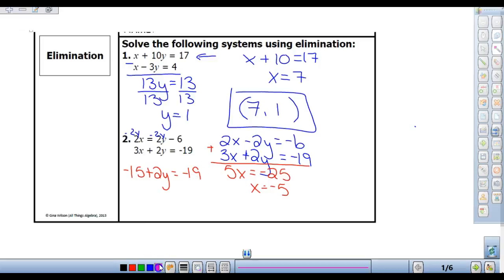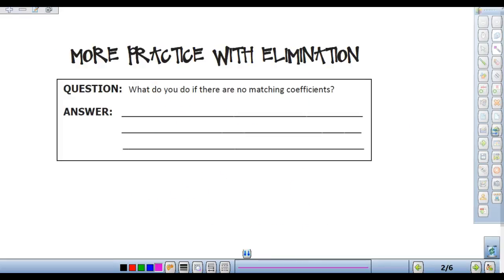So now what do I have to do? Add 15. 2y equals -4. So y is -2. Good. So my solution is -5, -2. Good. All right.